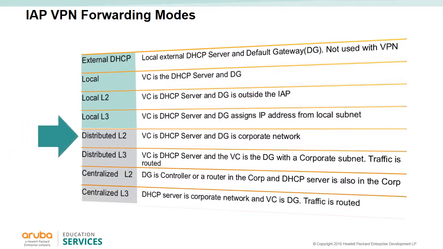Distributed L2. The VC is the DHCP server giving out the corporate IP address, and the default gateway is in the corporate network. Distributed L3. The VC is the DHCP server giving out corporate IP addresses, and the default gateway is also the virtual controller. Traffic is routed to the corporate network. Centralized L2 uses the corporate DHCP server, and the default gateway is in the corporate network. Centralized L3 uses the corporate DHCP server, and the default gateway is the VC. Traffic is routed to the corporate network.